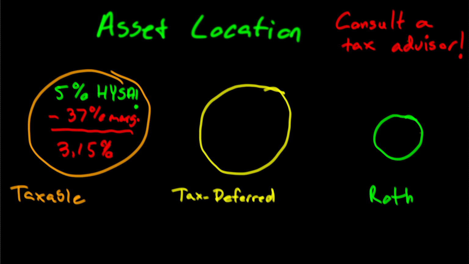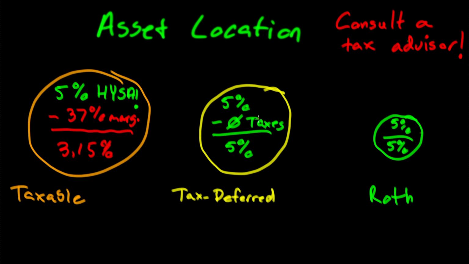Now, I'm not suggesting you save emergency cash in a tax deferred or a Roth investment account, because you need this to be liquid. You don't want to put it in one of these accounts. But just for the sake of illustration, because these accounts are protected from current taxation, the 5% hypothetical yield that you're earning would suffer zero taxes, and you'd keep the full 5%.